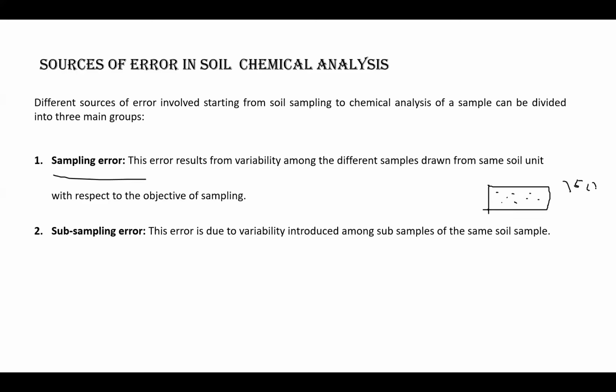That is your plow layer. The depth should be uniform. For example, if we cut 10 centimeters from here and again 15 centimeters, or we may collect from this corner, or we may not mix the sample properly, in that situation we will face some subsampling error.